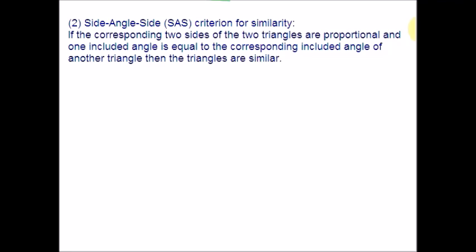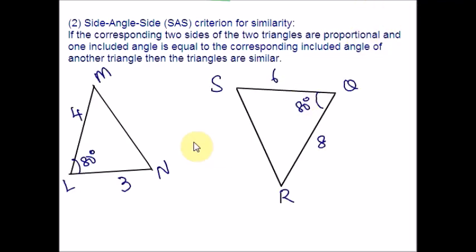Let me draw the same example. One of the angles L is 80 and Q is 80. Okay, so the angle condition is satisfied. And look at the sides LN and SQ. Both are multiples of 3. Same way, LM and QR, both are multiples of 4. The sides of the triangle LMN are being multiplied by a scale factor 2. 3 times 2 is 6, 4 times 2 is 8.